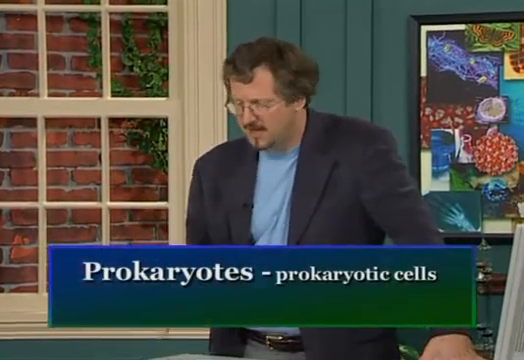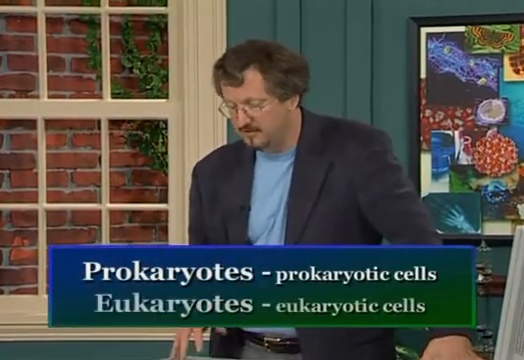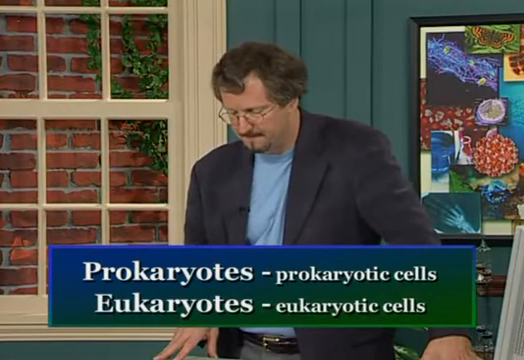Now, there's a little bit of background about cells. There are, in living things, fundamentally two different kinds of cells. Everything that's alive is made of one kind of cell or another kind of cell, and I just want to give you some background about this. We call these two types of cells prokaryotes, or prokaryotic cells, and eukaryotes, or eukaryotic cells, respectively.